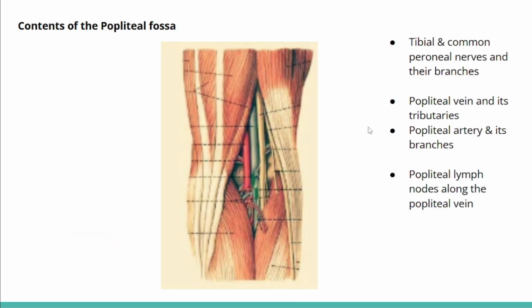What are the contents of the popliteal fossa? It contains the tibial nerve and common peroneal nerve, which are the branches of the sciatic nerve, and then we have the popliteal vein and its tributaries and the popliteal artery and its branches. Not only that, the popliteal fossa contains popliteal lymph nodes along the popliteal vein.